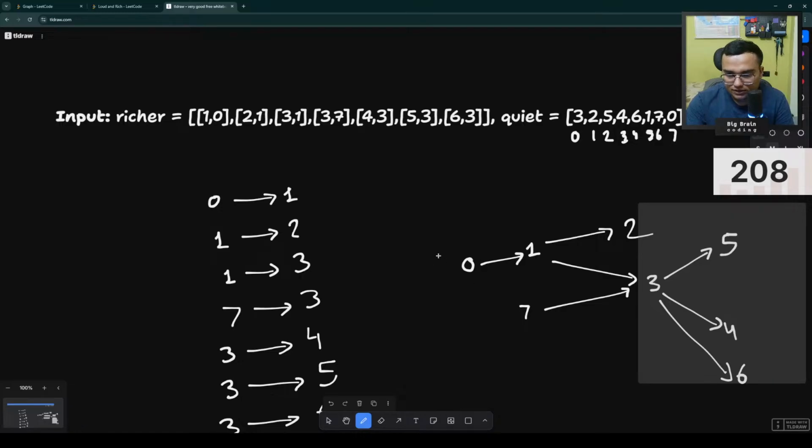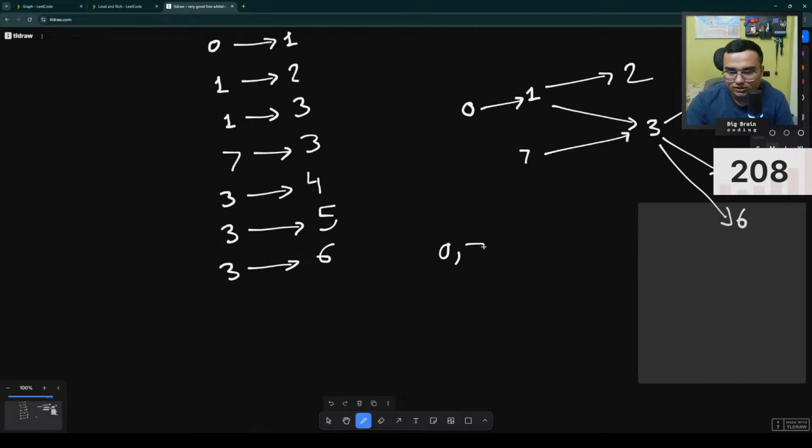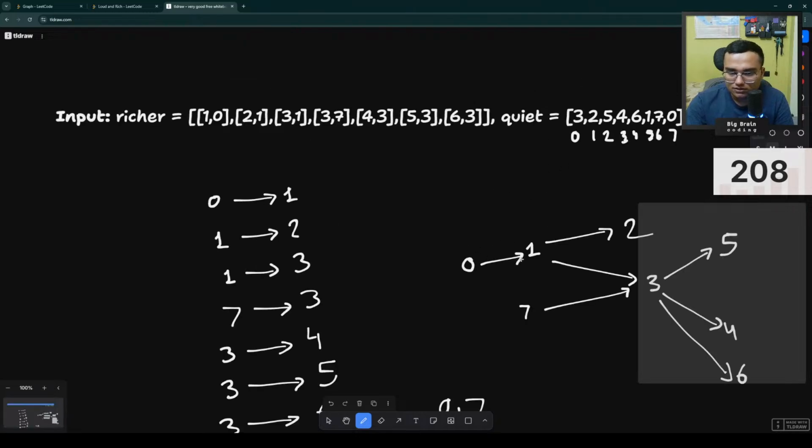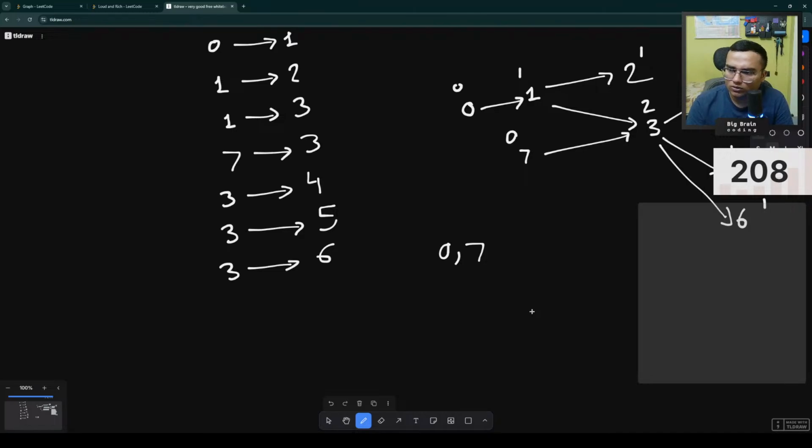These guys have 0 in degrees, so they will be appearing first in the level. So these are the most poor people. Then let's calculate in degrees. This has 1 in degree, this also has 1, this has 2, this has 0. How many in degrees does this guy have? 1. So when we remove these edges, this becomes 0, this gets added on to the pile, this becomes 1 when this becomes 0. Okay, so it's kind of a level order traversal, and we just need to keep that level. That's it, man.